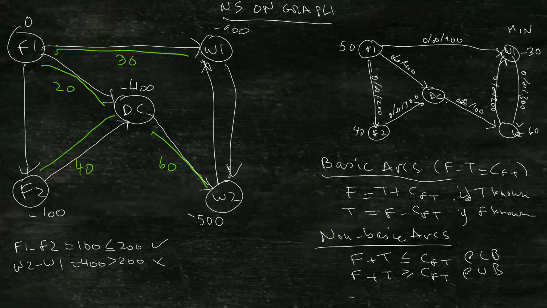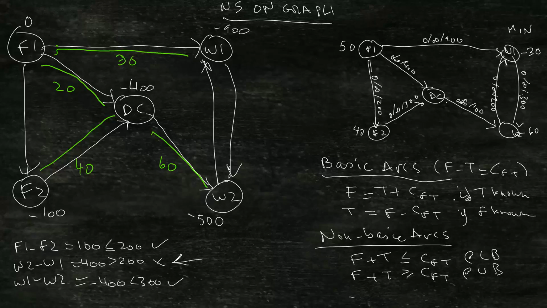And so this is a problem. Not a problem, but that looks like W2, W1 is going to be the entering arc. And finally, W1 minus W2 is going to be equal to minus 900 plus 500, so it's minus 400, which is less than 300, and so there's no infeasibility there. So this is the entering arc.